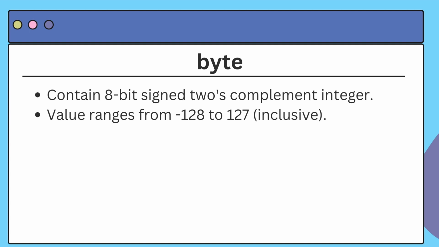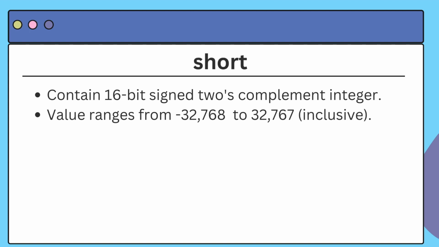And one more thing we need to know about byte is that the values of a byte fall in the range of minus 128 to 127. All right. So now let us move on to short.